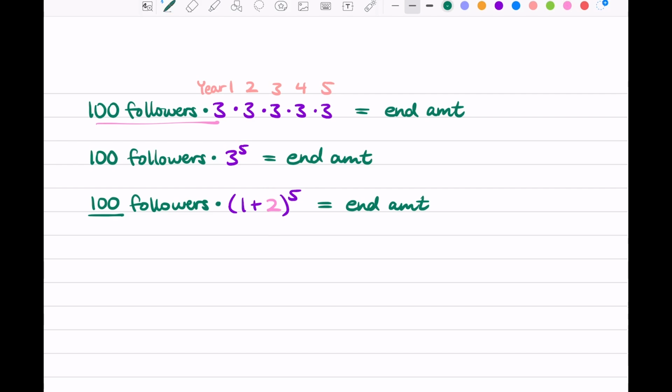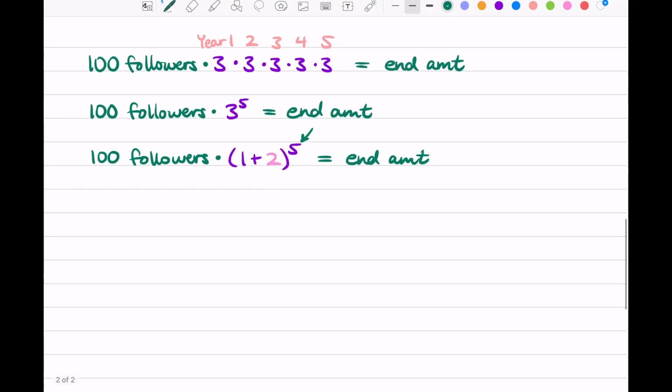And that phrase, over time, is important here. The only reason we have time is because of that exponent. That exponent's telling us we're increasing by 200% every year for 5 years. And if we change that exponent to a bigger or smaller number, it'll give us a different end amount, because we'd be growing for a different amount of time.